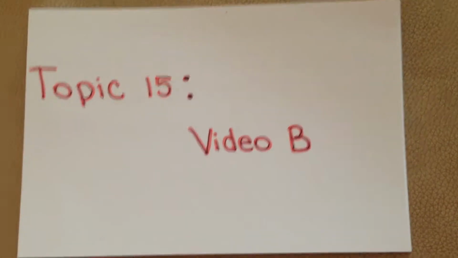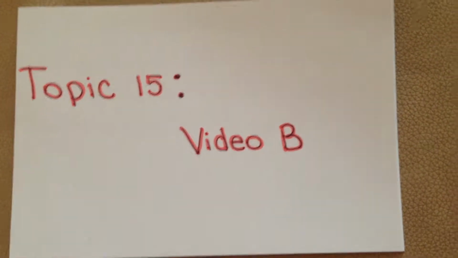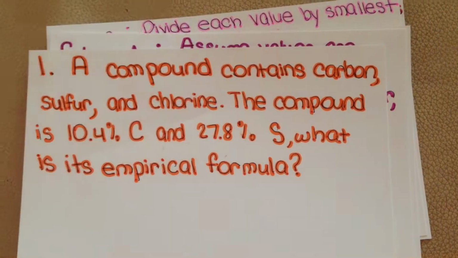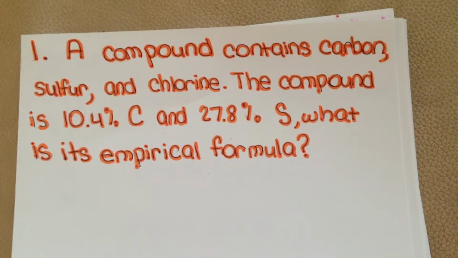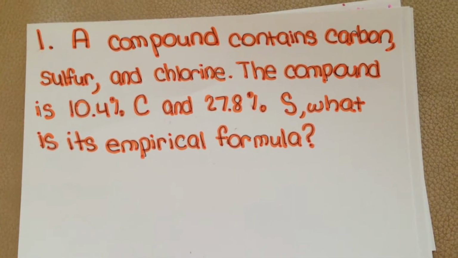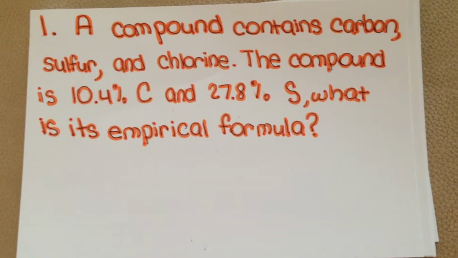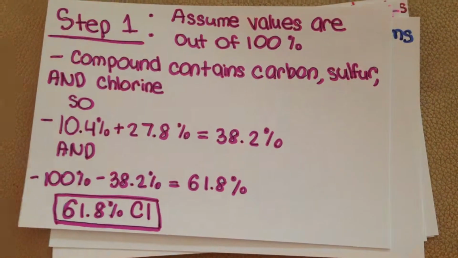I will be doing a Let's Practice question from Topic 15, Video B. The problem states, a compound contains carbon, sulfur, and chlorine. The compound is 10.4% carbon and 27.8% sulfur. What is its empirical formula?